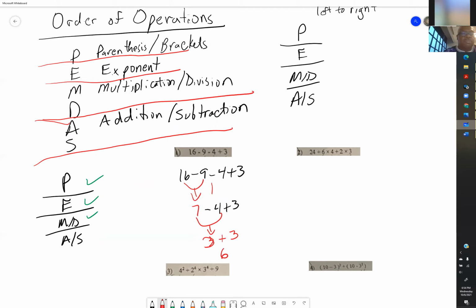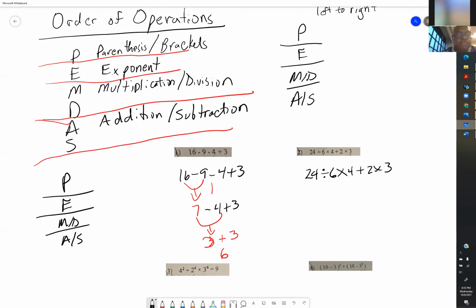All right. So let me erase this and get ready for the next one. I'm going to rewrite it, and this is what it looks like to me. I could be wrong, and I've been wrong before. 24 divided by 6 times 4 plus 2 times 3. So let's use our handy dandy thing to the left. There are no parentheses. Don't worry about that. There are no exponents. Don't worry about that. But we do see multiplication and division from left to right. So let's handle that first.